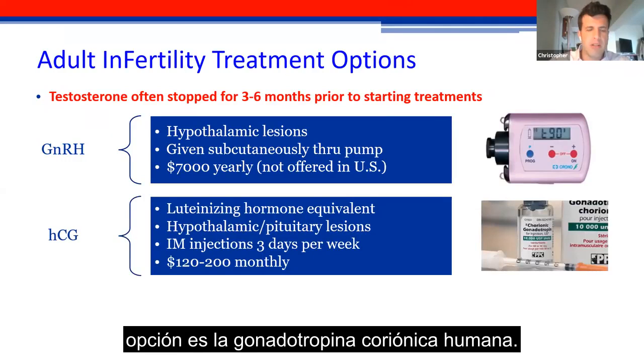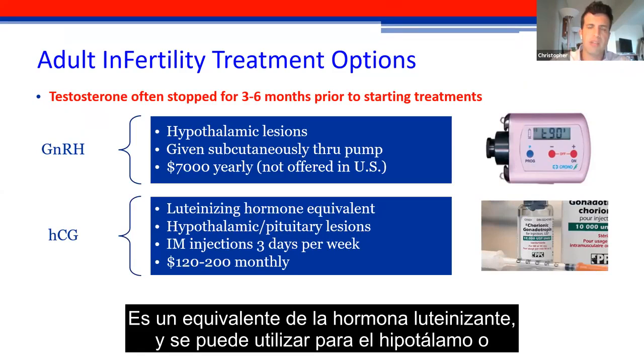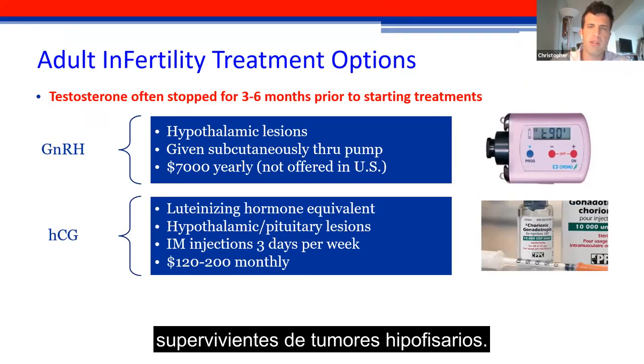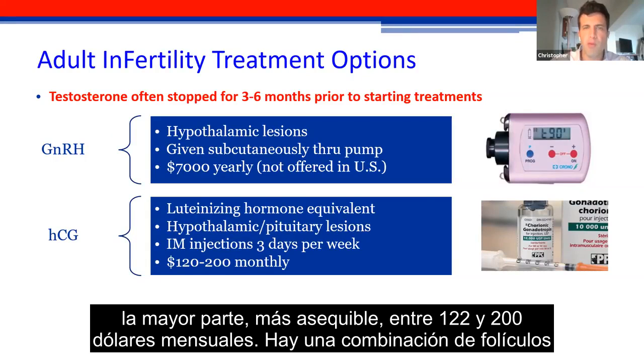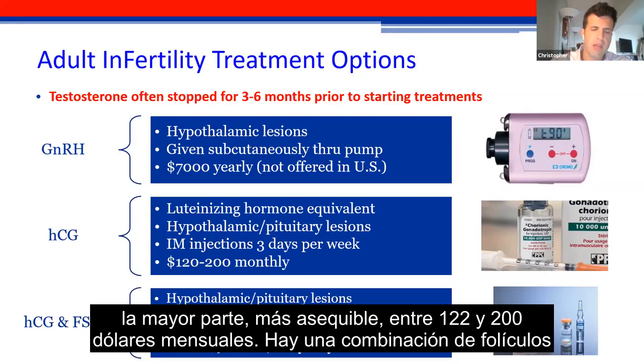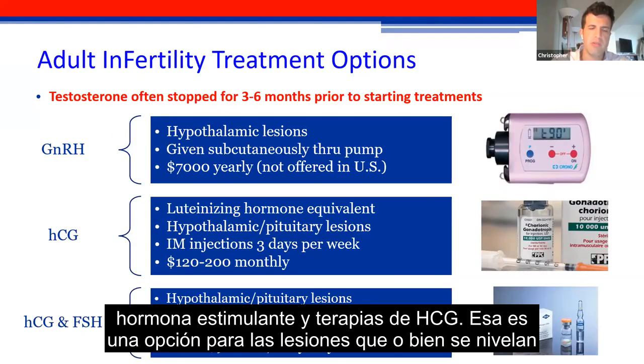The next option is human chorionic gonadotropin. It's a luteinizing hormone equivalent and it can be used for either hypothalamic or pituitary tumor survivors. It's given as an intramuscular injection 3 days of the week, and it's for the most part more affordable, about $120 to $200 monthly.